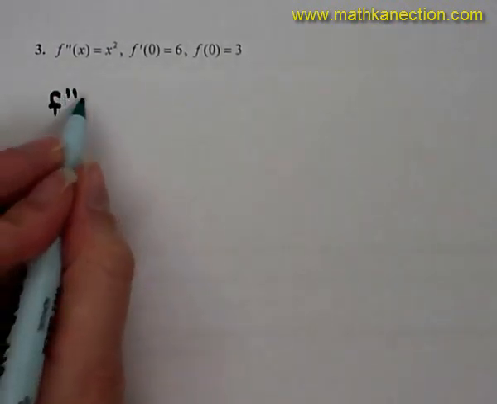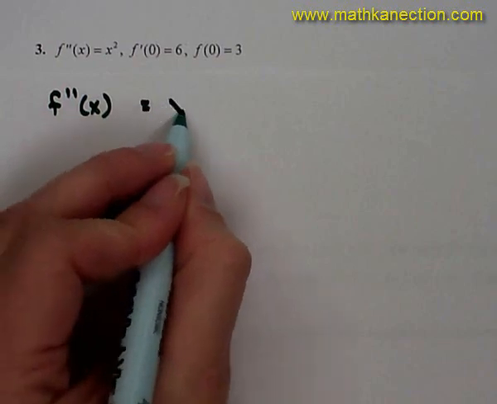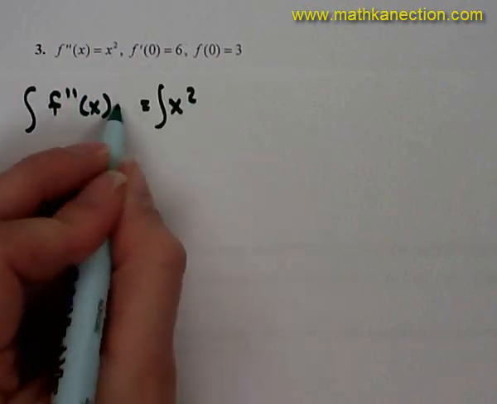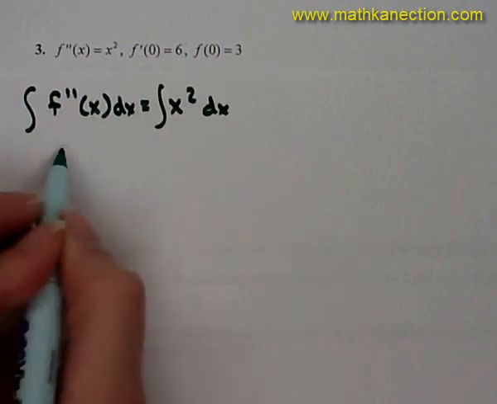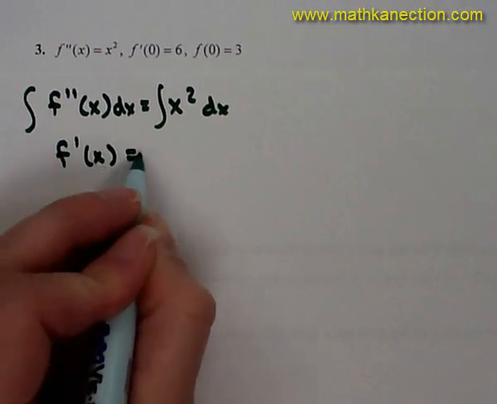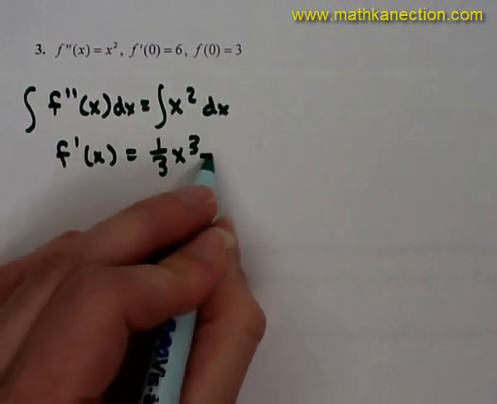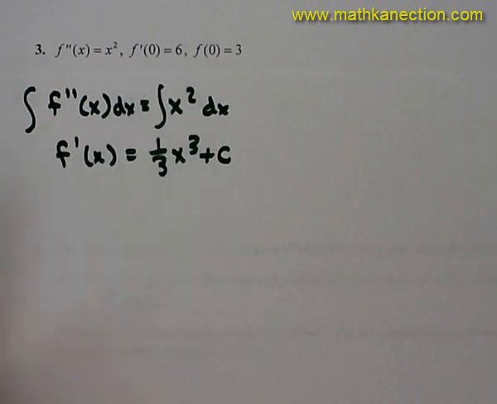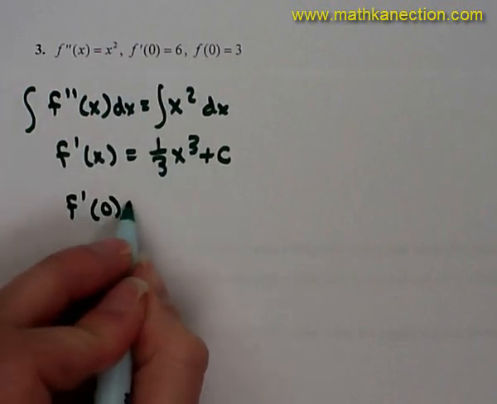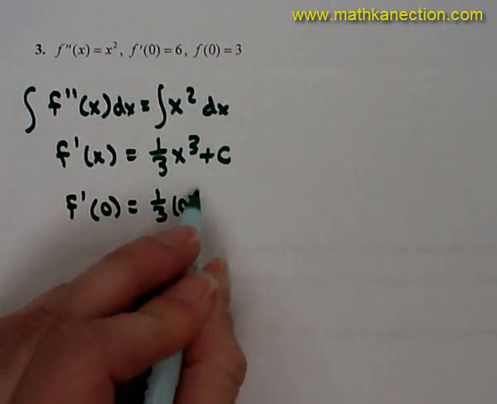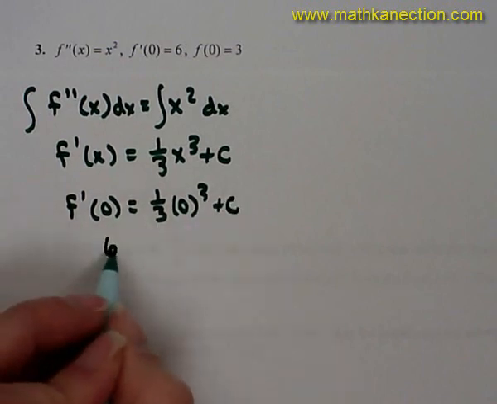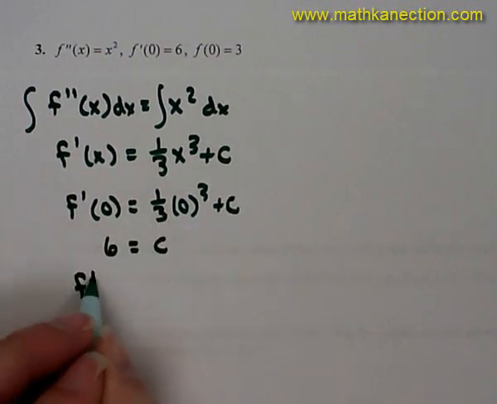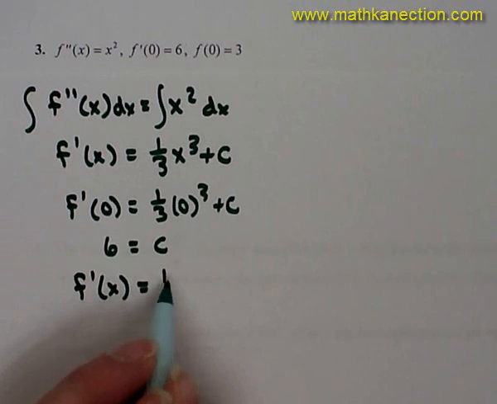Next example, we have the second derivative of f is equal to x squared. We'll anti-derive our second derivative, and that'll become f prime of x, the first derivative, which is equal to 1/3 x cubed plus c. Using the first condition, f prime of 0 is equal to 6. Solving for c, we'll have 6 is equal to c. F prime of x is equal to 1/3 x cubed plus 6.